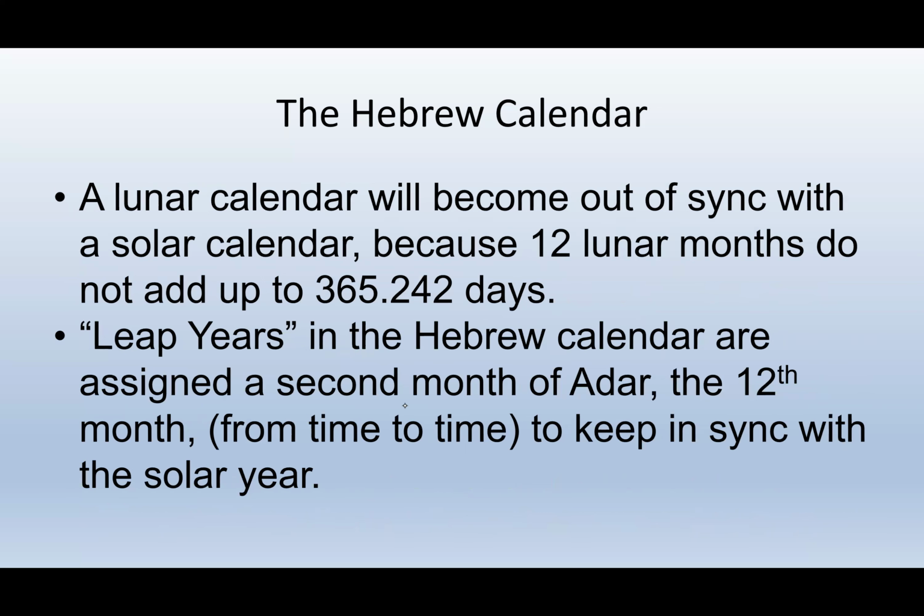A lunar calendar will become out of sync with a solar calendar because 12 lunar months do not add up to 365.242 days. So to handle the leap year, as it were, in the Hebrew calendar, they assign a second month of Adar. This just happened last year, I think, that you have the month of Adar, and then the second month of Adar. So you really end up with 13 months, and that keeps up with the solar year and keeps the years more closely related to our Gregorian calendar.